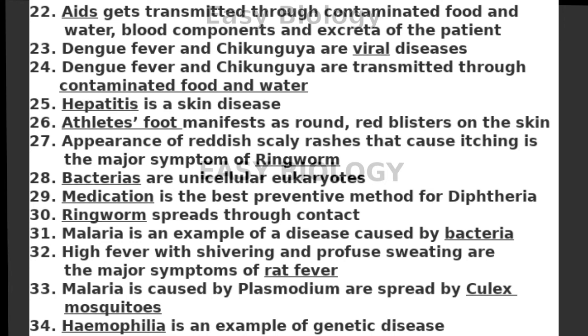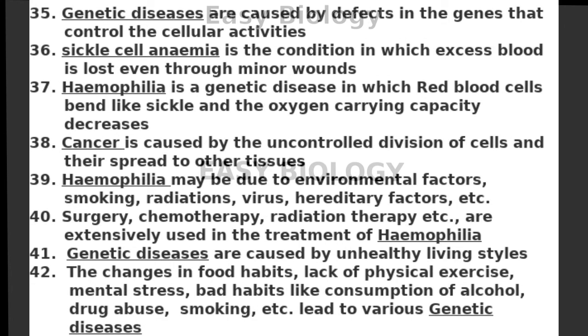Question number 34. Hemophilia is an example of genetic disease. Here the underlined portion is hemophilia. It is a correct statement. Here the underlined word is correct. Question number 35. Genetic diseases are caused by defects in the genes that control the cellular activities. Here the underlined portion is genetic diseases and this is correct.